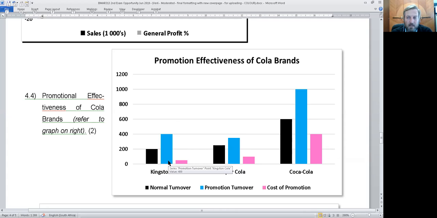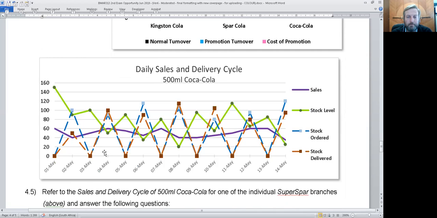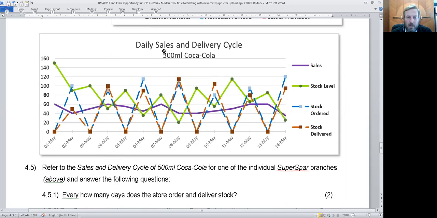But even in this, you want to verify the graphs, you want to verify what is normal turnover. Is it units or is it monetary value? And based on that, that can influence your answer. Okay. Then the next one, sales and delivery cycle for 500 ml cans of Coca-Cola or bottles of Coca-Cola.